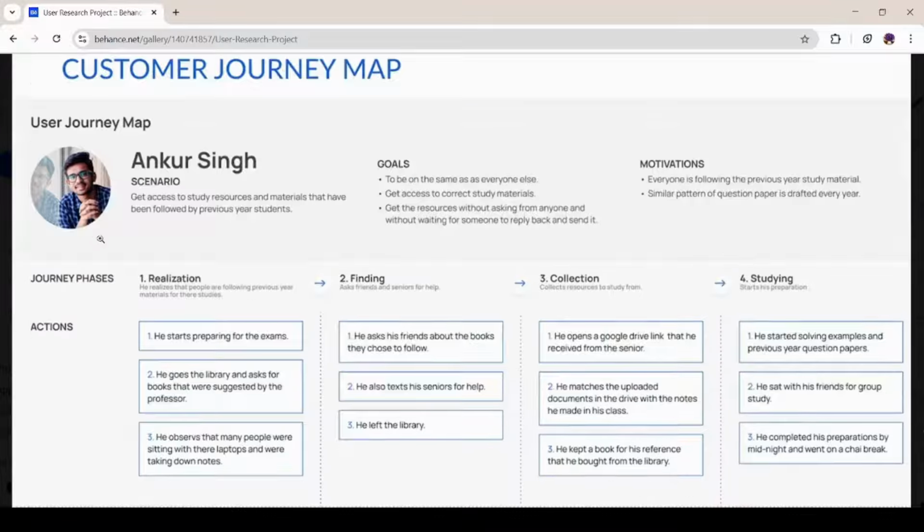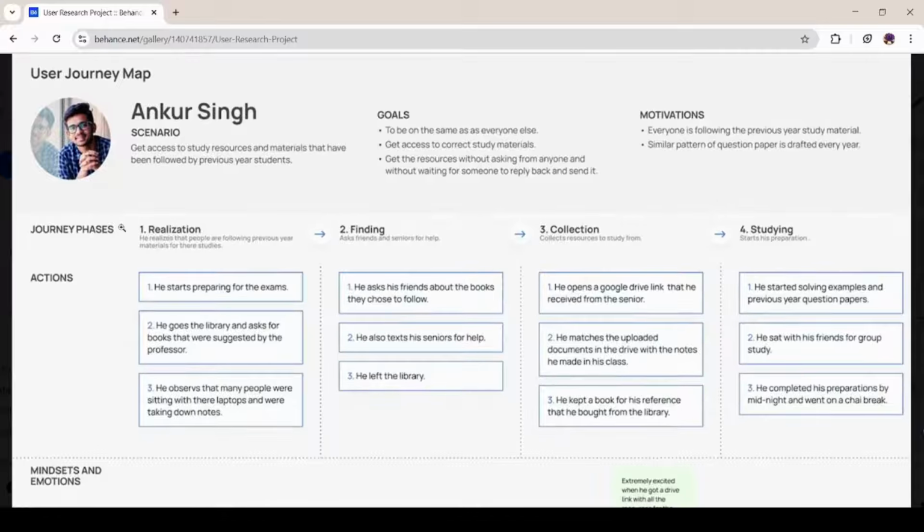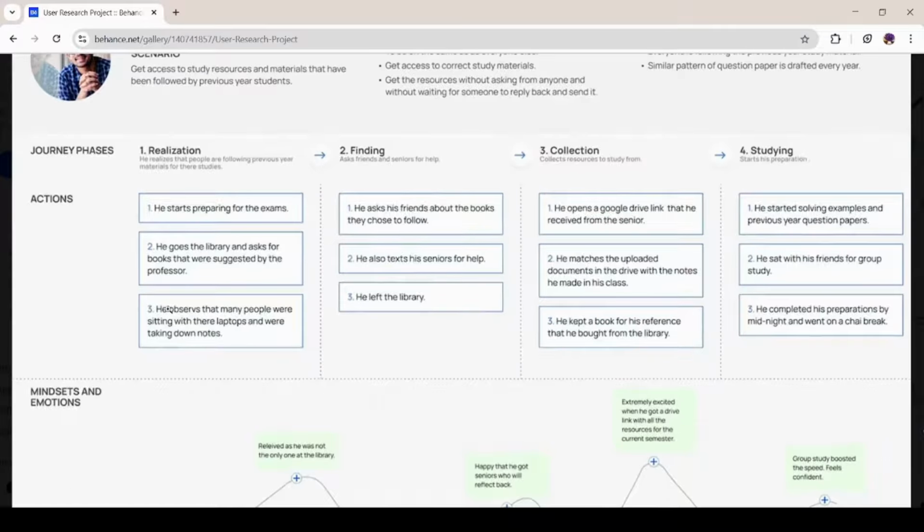So what I did was firstly understand the goals and motivation. And now that this is the goal and this is the motivation, you have to understand what journey the person is going to take if he has this particular goal. And then during the journey, while every step is happening, in one word, something is going to be the person's action. There are going to be multiple actions in a particular journey phase. In realization, there are going to be multiple actions. So those are defined over here.